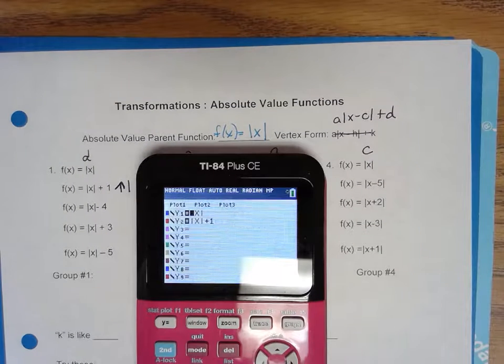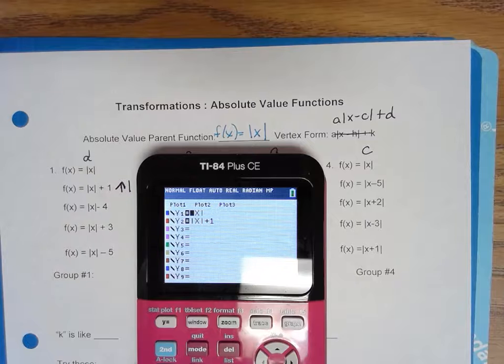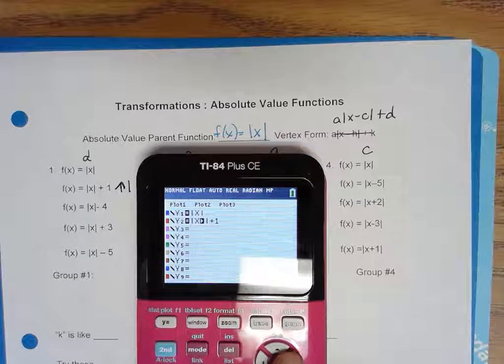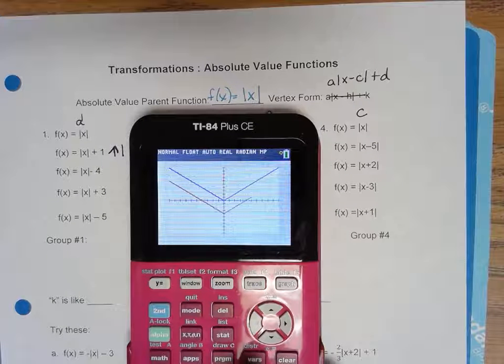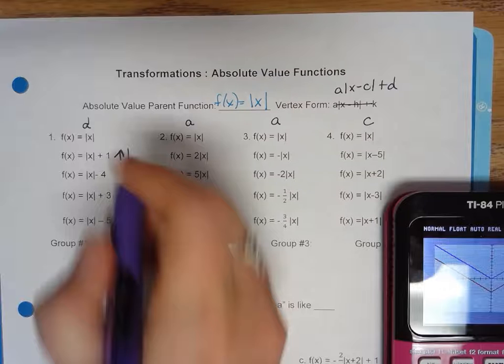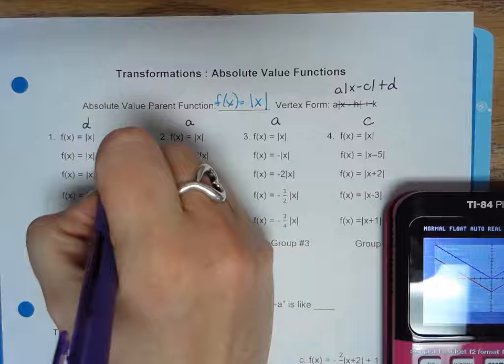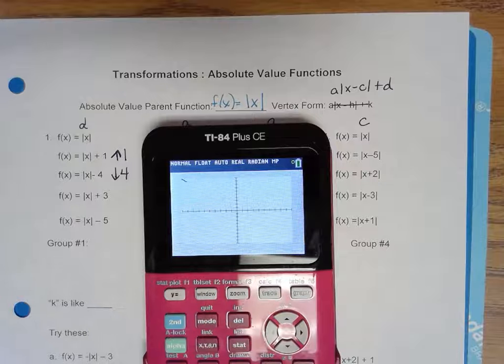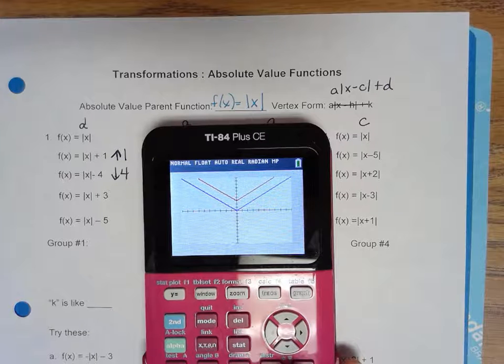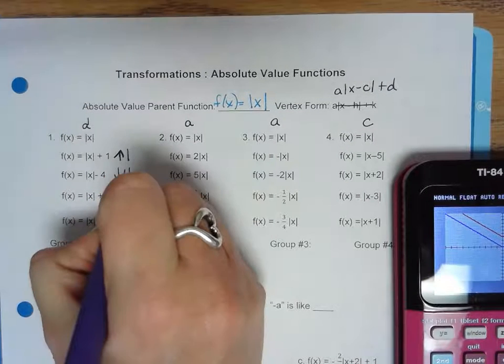Now I'm going to go in here and take plus 1 and change it to minus 4. So I'm just going to right arrow over and hit minus 4. And when I graph this one, I see that it has moved down 4. The next one I'm going to go in and make it plus 3, and again, go ahead and hit graph. Let's just make sure. We think it's going to go up 3, I bet. And it does. So I'm going to say up 3.